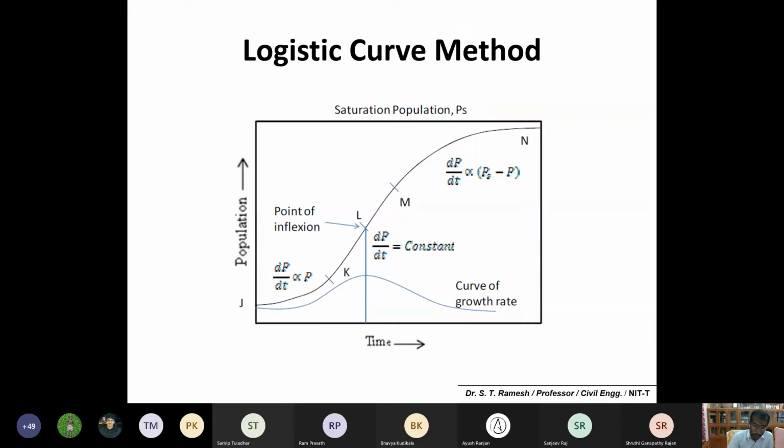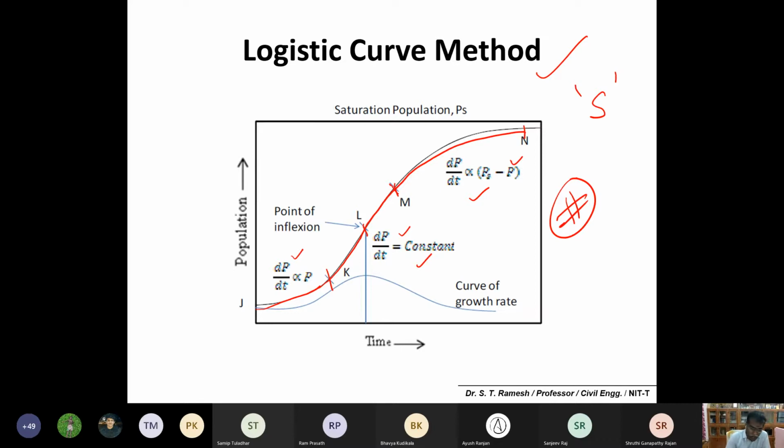Yes, the last method is the logistic curve method. That is what I told you; I am repeating one more time because it is important. This is the idealistic logistic or population curve. It follows an S-shaped curve, and you can mark J, K, L, M, and N. In the K portion, dP is proportional to population; in the K to M portion, dP by dt is equal to a constant; and in the M to N portion, dP by dt is proportional to the saturation population minus the current population.